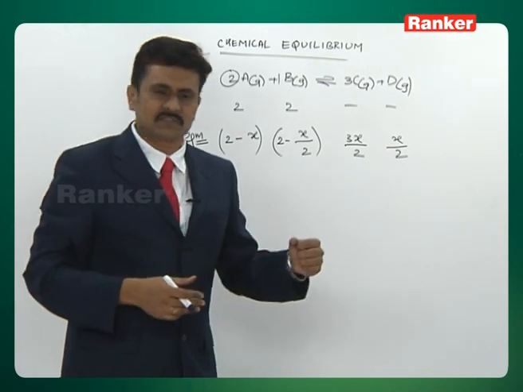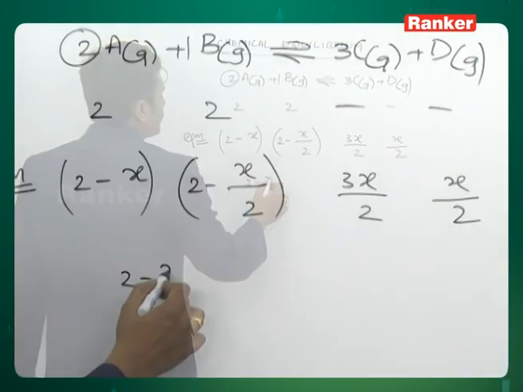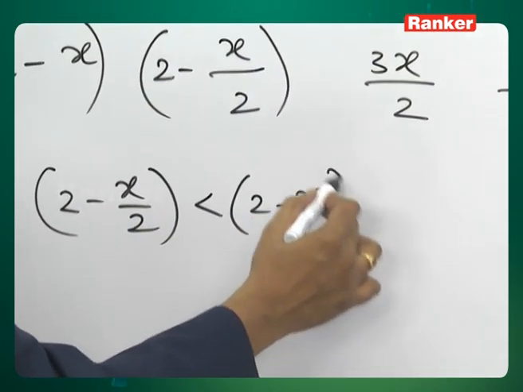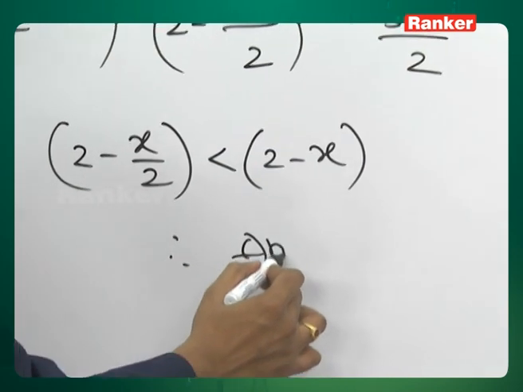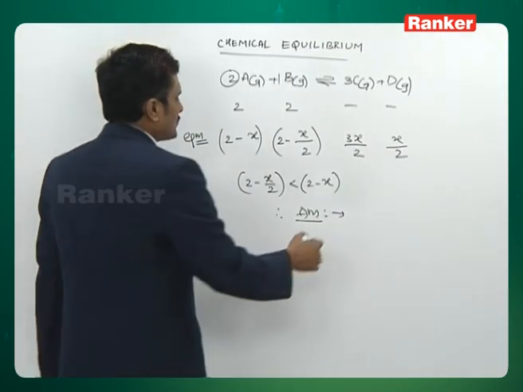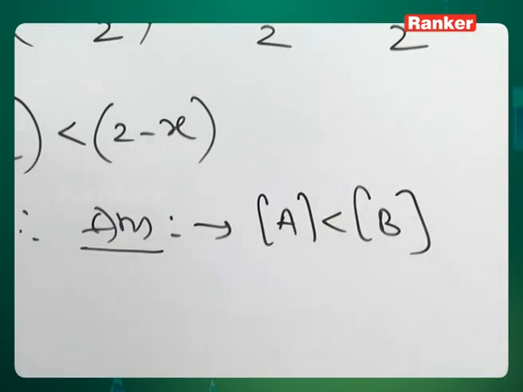Now during the course of the reaction, you can see that 2 minus x by 2 is always less than 2 minus x. So, therefore, the correct answer for this question will be that the concentration of A is less than that of the concentration of B.